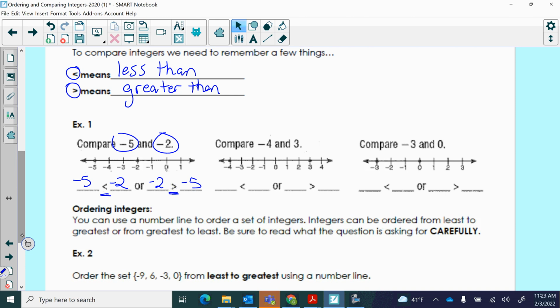All right, I want you to do the last two on example 1, and I'm only going to give you about a minute. Do -4 and 3 and -3 and 0. I'm looking at the number line. Did you pause the video?